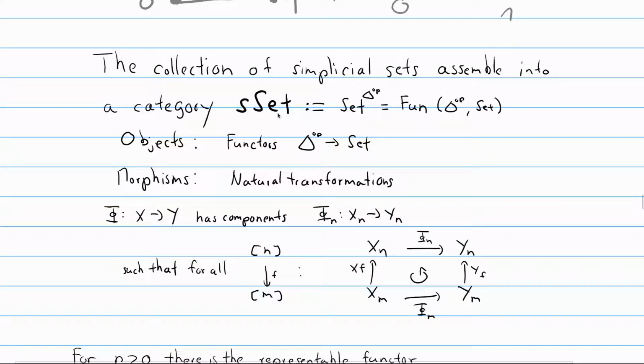The nice thing about simplicial sets is that they are presheaves. So in fact, this category is a presheaf category, and in particular, it is also a topos. So many of the things we can do with sets, we can do with simplicial sets. We can define products, exponentials, and we can define subsets in particular.